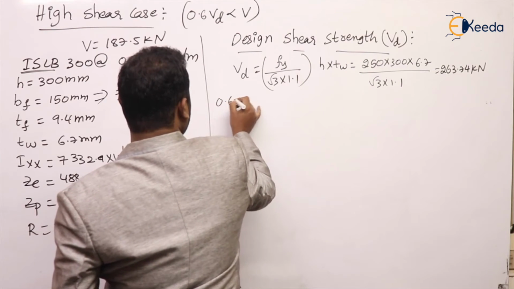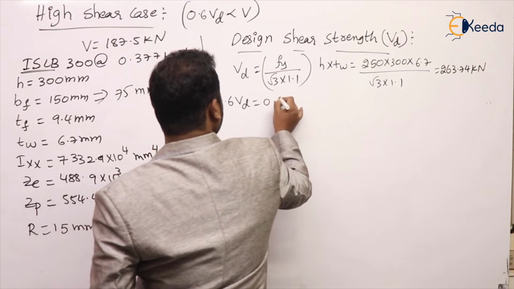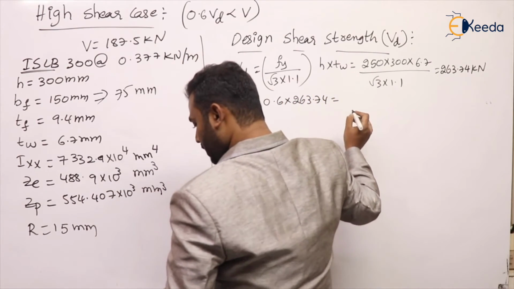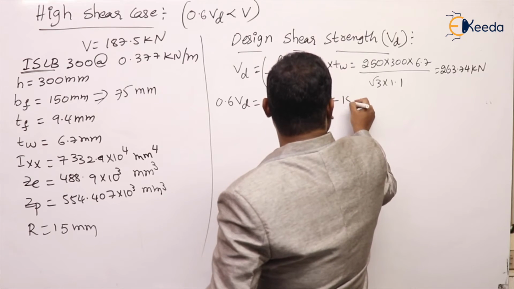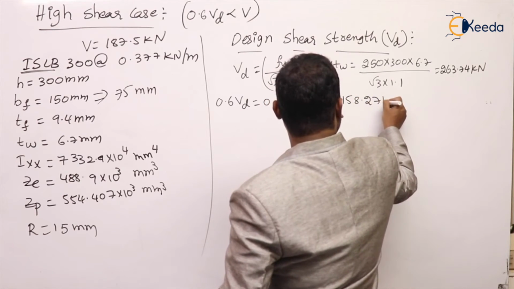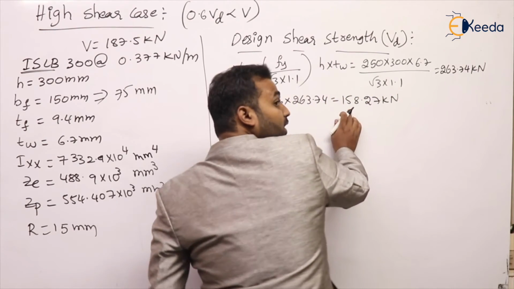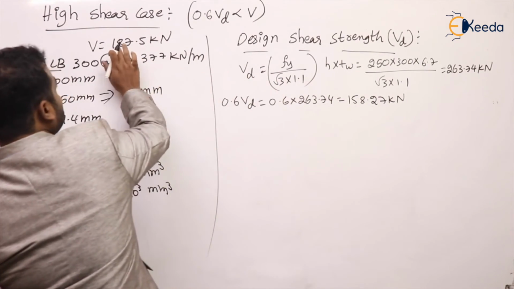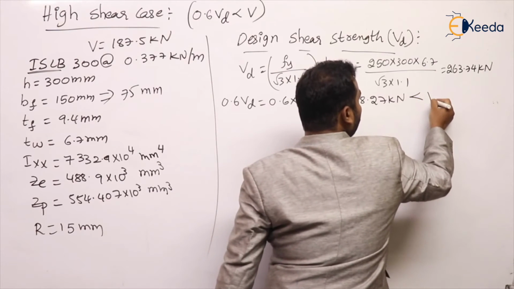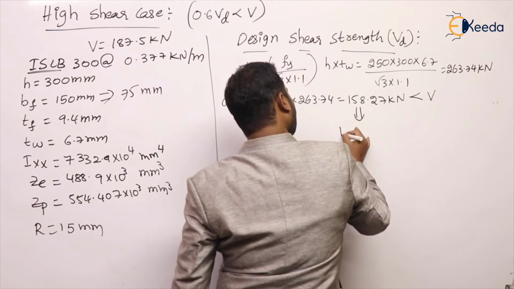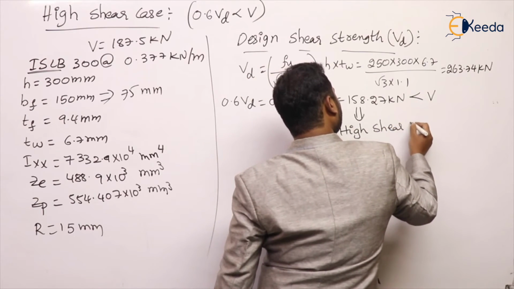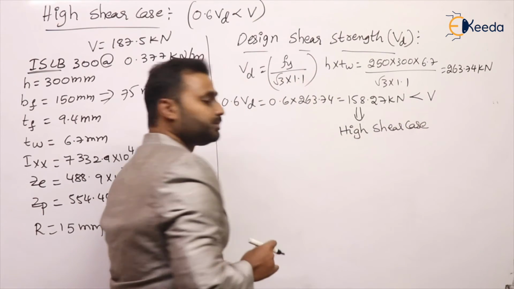Now 0.6 of VD, that means 0.6 into 263.74 comes out to be 158.27 kilonewton. So this 0.6 VD is 158.27, which is less than V. So less than V. Therefore, it is a high shear case. This is a high shear case, right?